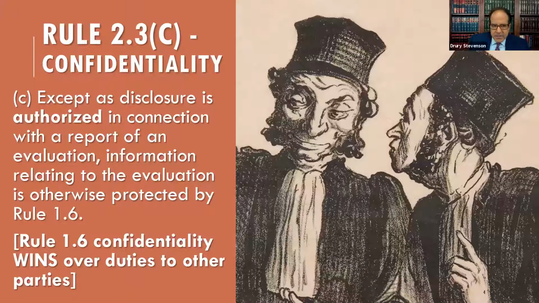C, except as disclosure is authorized in connection with a report or an evaluation, information relating to the evaluation is otherwise protected by Rule 1.6. In other words, in the process of information gathering and research to prepare this evaluation, you're going to learn additional information that you didn't even put in the report.